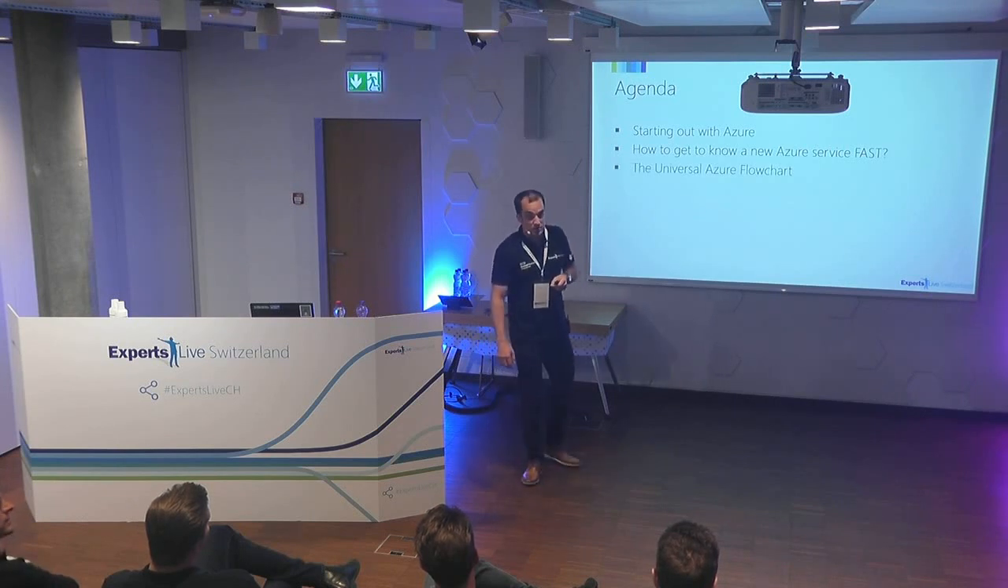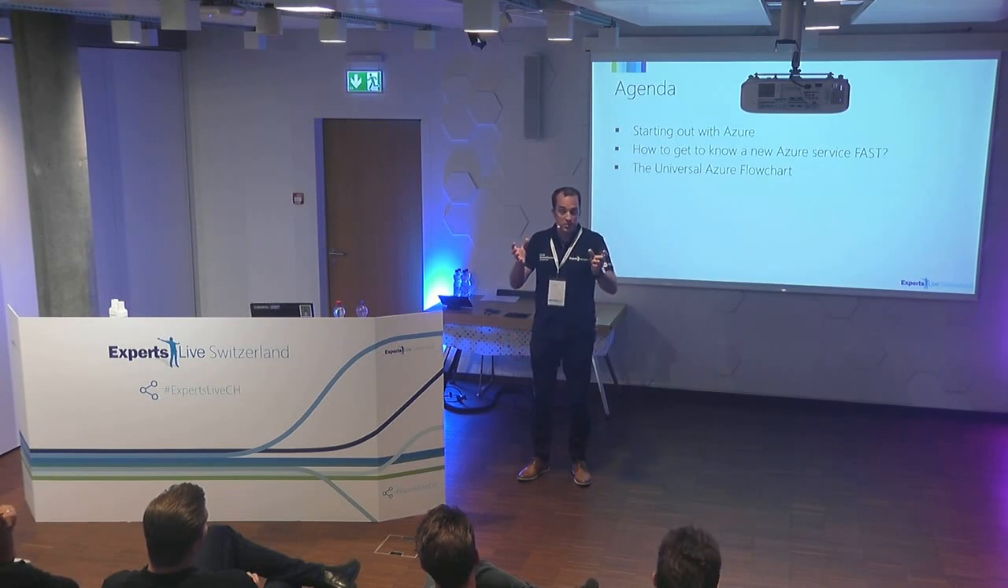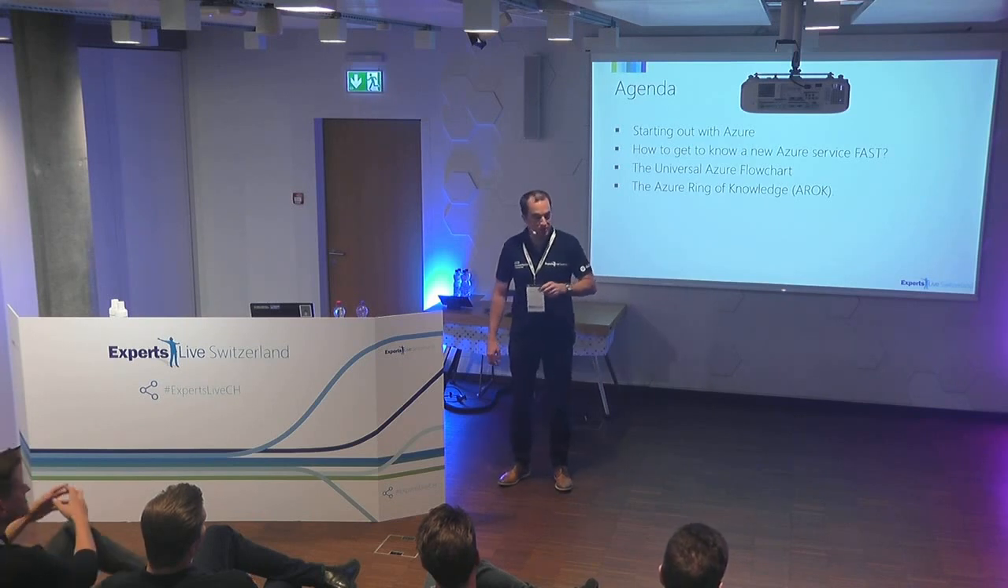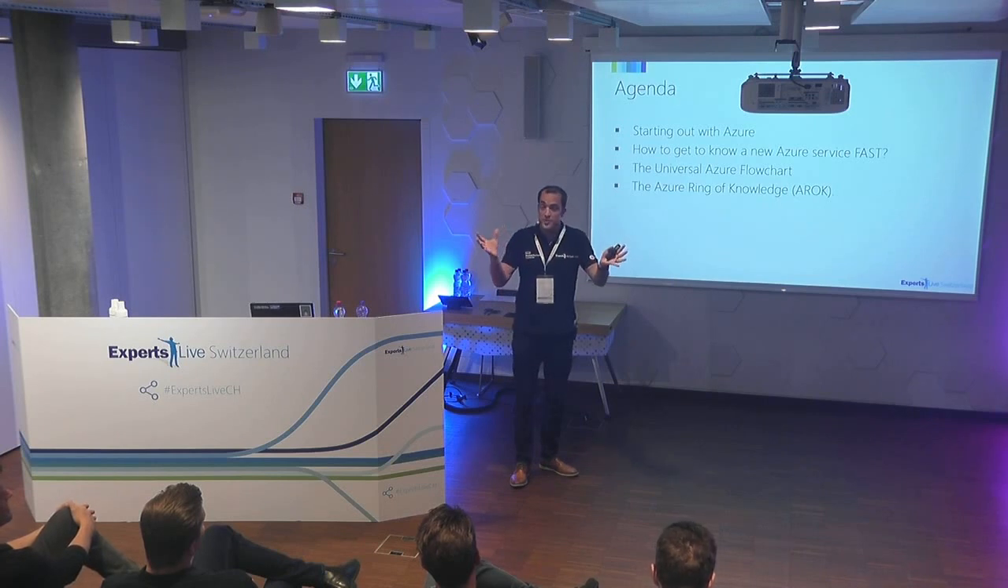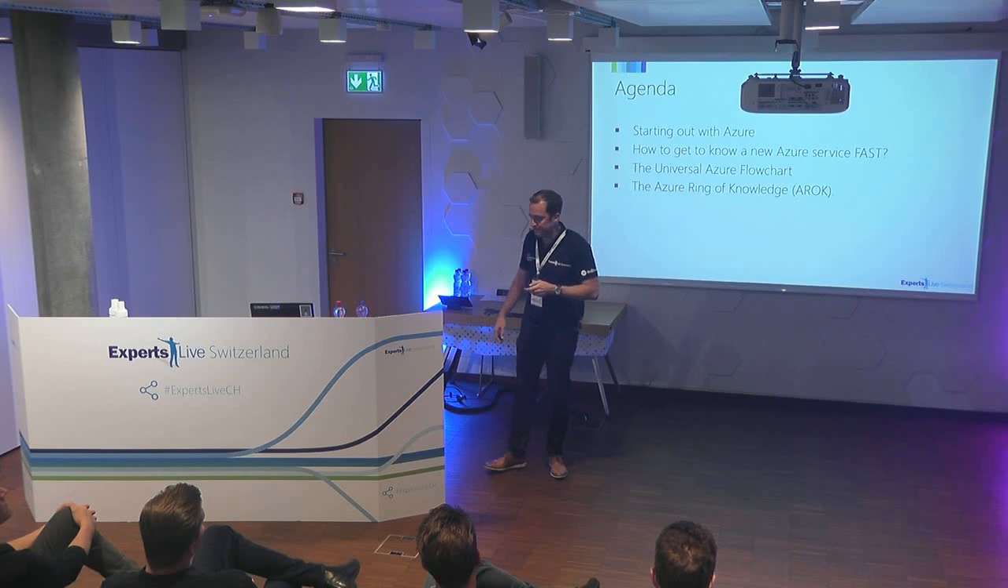Then I'm going to show you the universal Azure flowchart. That's a thing that I invented in order to find out where you need to look, depending on what you're looking for. And the fourth and last part is the Azure Ring of Knowledge, the AROC. That's another thing I invented yesterday, which should give you a bit of the big picture when it comes to finding your space in the Azure universe.